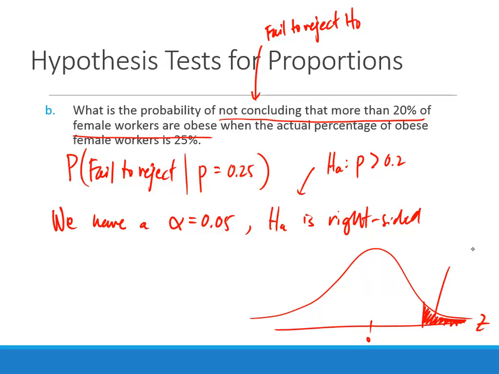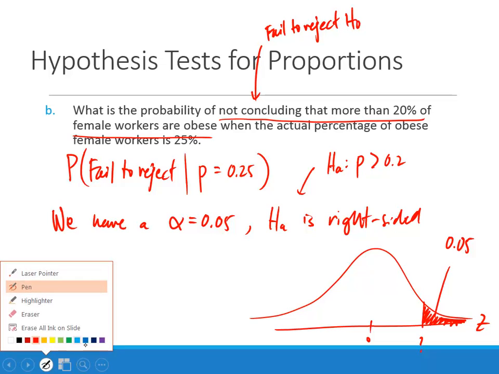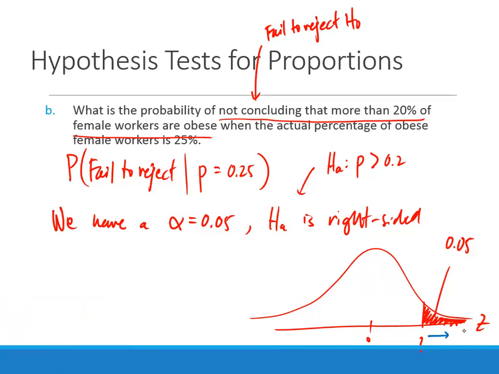So if we can find what number there gives us a 0.05 probability up there, getting a test statistic that's larger than that value will cause us to reject. Getting a test statistic that's smaller than that will cause us to fail to reject. So if my test statistic is up here, I reject. If it's from here this way, I fail to reject.